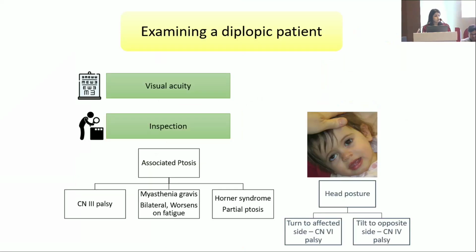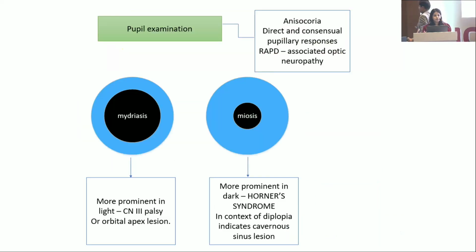Examining a diplopic patient, we should look at visual acuity. On inspection, certain points should be noted, that is the corrective head posture the patient adopts to minimize the diplopia, like a turn to the affected side seen in sixth nerve palsy, whereas associated ptosis can be seen in third nerve palsy, myasthenia gravis, or Horner syndrome. Pupillary examination is important. We should look for anisocoria. Mydriasis, more prominent in light, is seen in third nerve palsy, whereas miosis, more prominent in dark, is seen in Horner syndrome. In the context of diplopia, it signifies a cavernous sinus lesion.